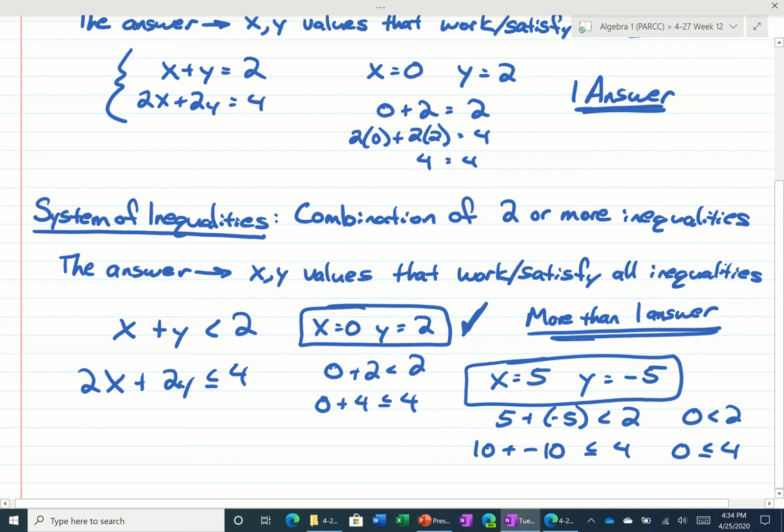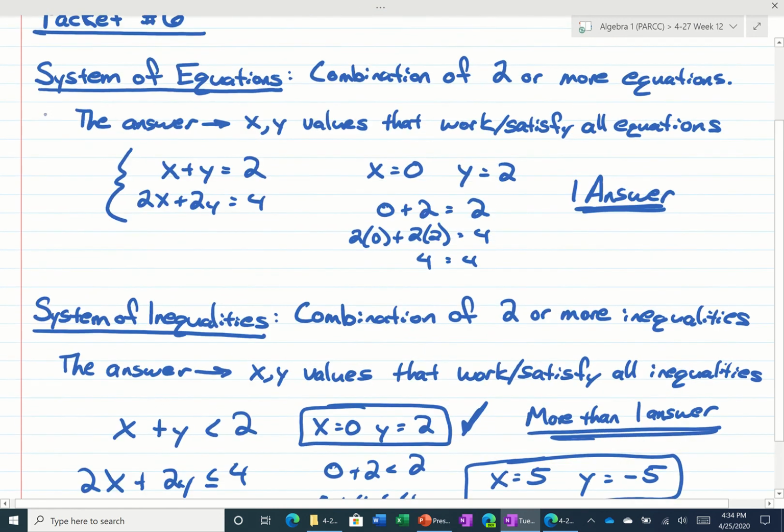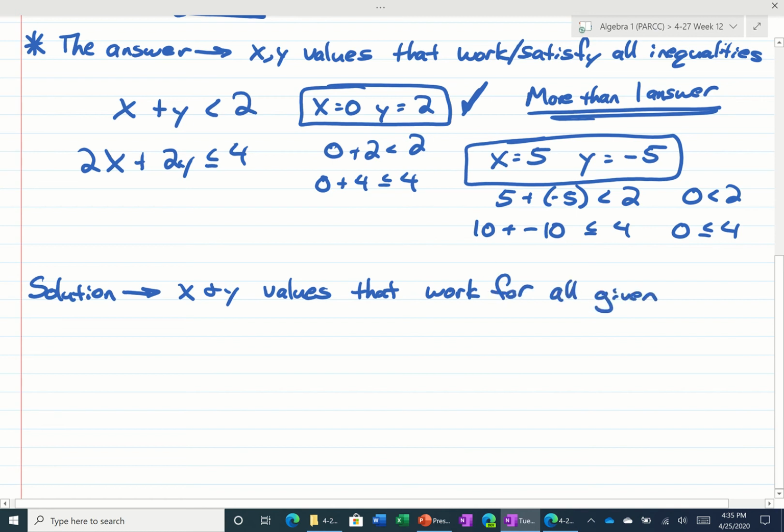So let's move down to question number 1. What does the solution of a system tell you? That's this part right here. The solution of a system are x and y values that work. So maybe I'll write it again. A solution means x and y values that work for all given equations or inequalities.